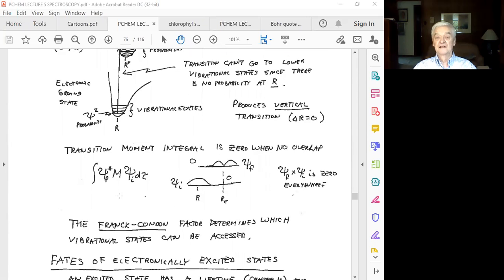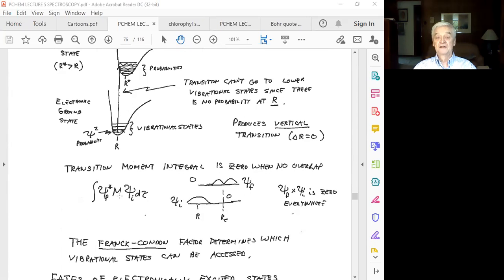Mathematically, it looks like this. We're back to the transition moment integral. When we multiply this whole business together, it's called the Franck-Condon factor. And we can only get a transition if psi sub i, the wave function for the initial state, and psi sub f for the final state, are both non-zero at the same place.